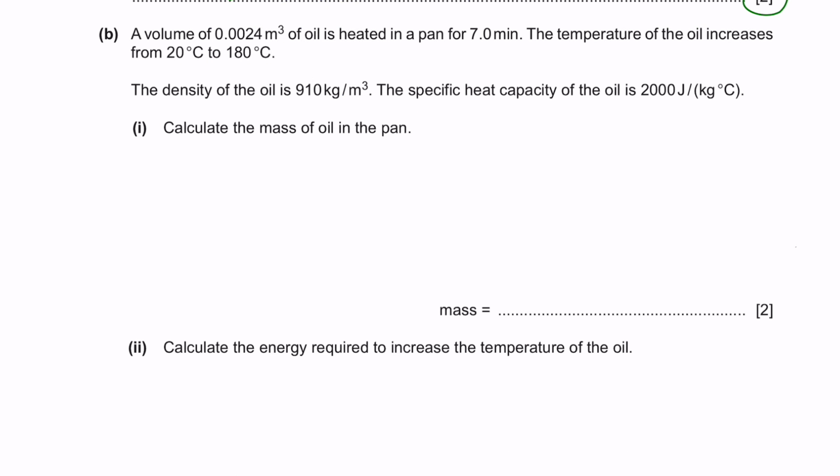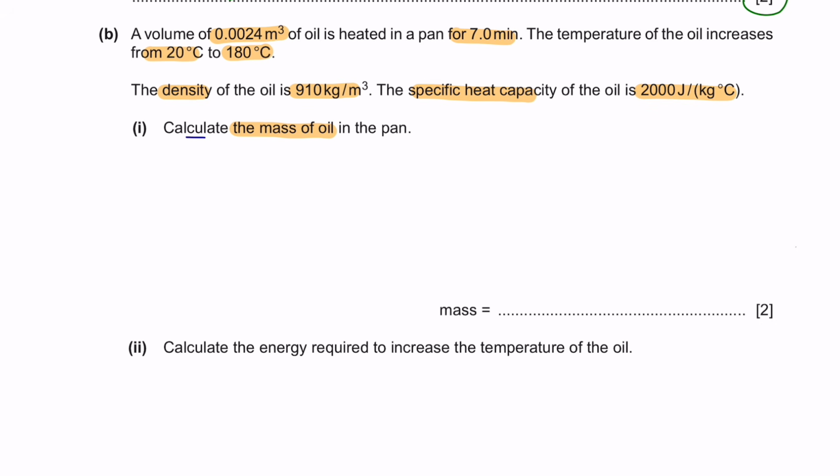Next, question B. A volume of 0.024 meter cubed of oil is heated in a pan for 7 minutes. The temperature of the oil increases from 20 degrees Celsius to 180 degrees Celsius. The density of the oil is 910 kilograms per meter cubed. The specific heat capacity of the oil is 2000 joule per kilogram degree Celsius. Part 1. Calculate the mass of oil in the pan.